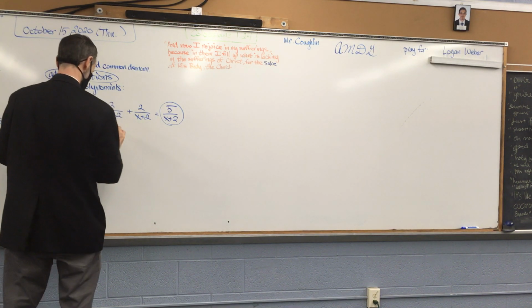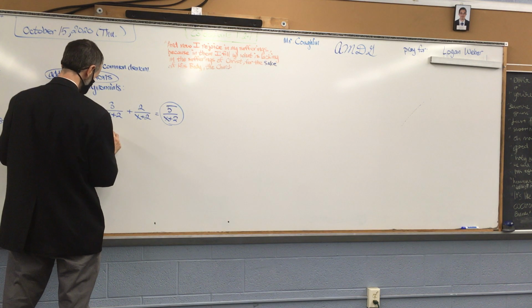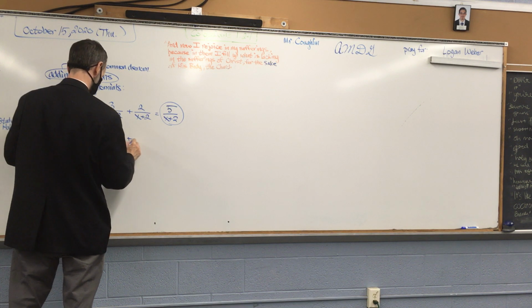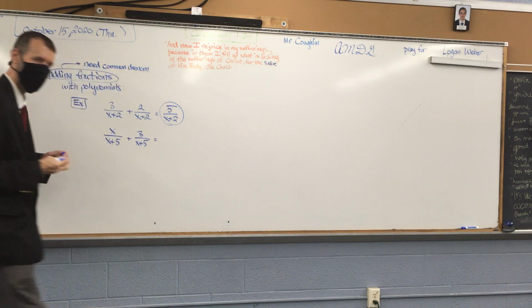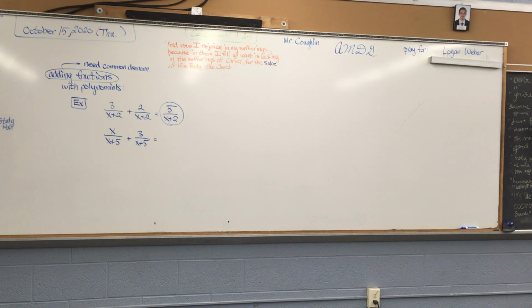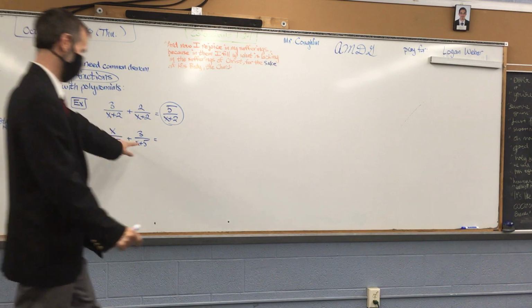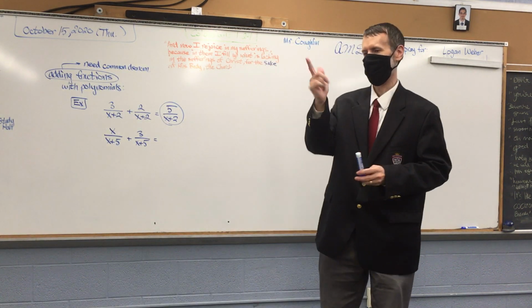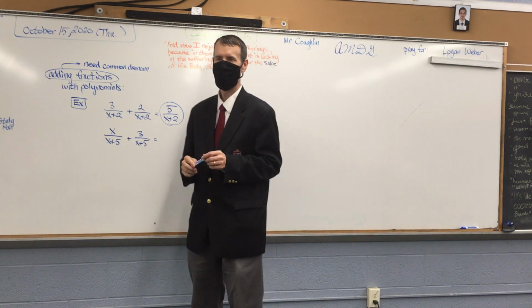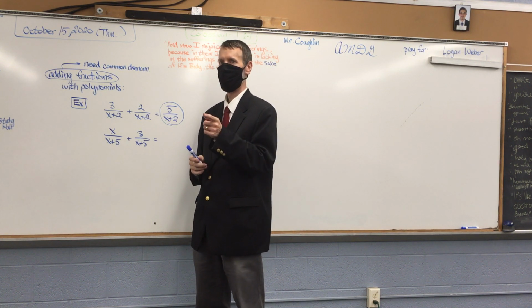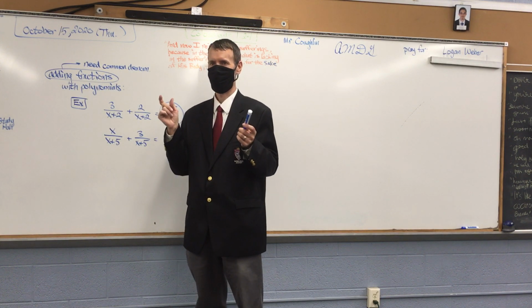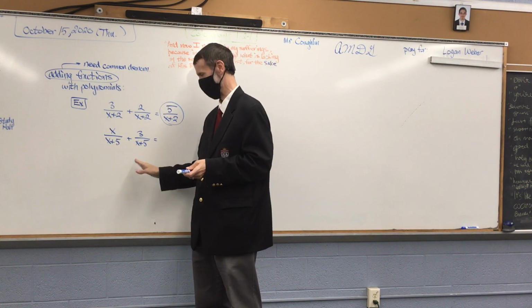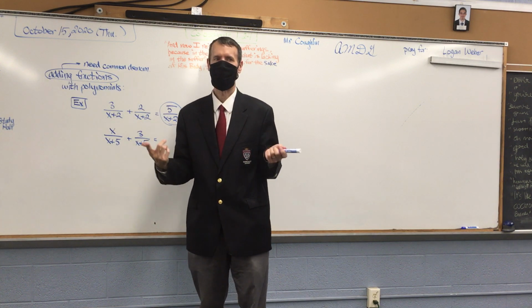So what happens if you get something like this? x over x plus 5 plus 3 over x plus 5. First of all, Joe, do you have permission to add these? Yes. Why? Because they have the same denominator, so we have permission to add.